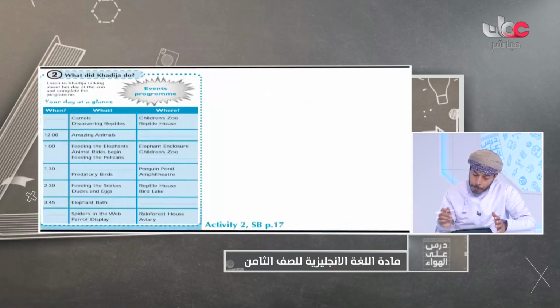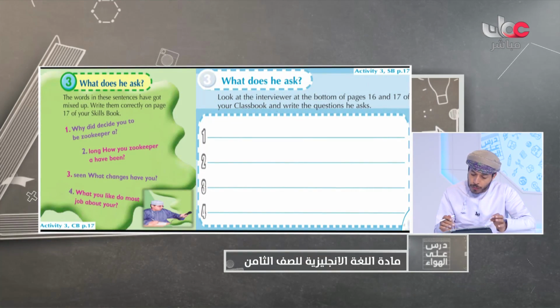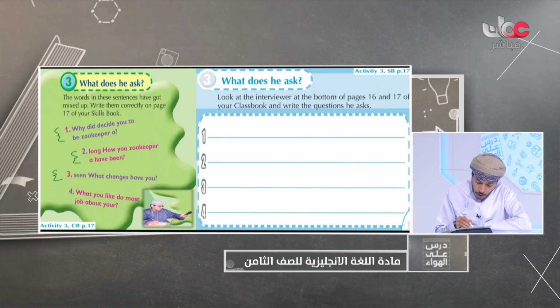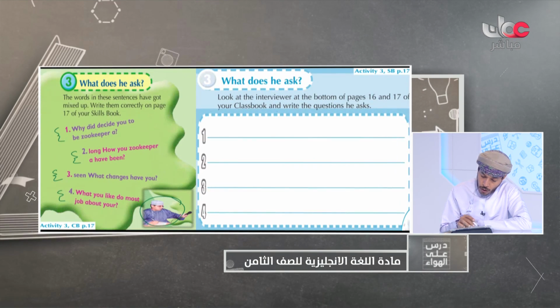Okay, good. Now I would like you again just to move on to activity number 3 of your class book on page 17, and then I want you to rewrite these questions correctly. Because these questions are mixed up and you need to help this interviewer develop well-structured questions. Look at the first one.